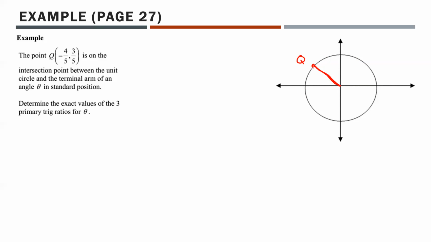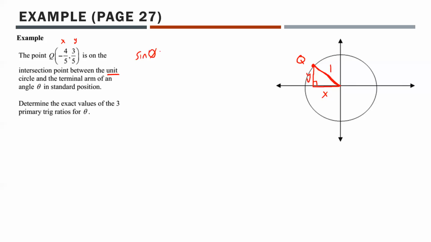Determine the exact values of the three primary trig ratios for this. Well, of course, if we set this up as a triangle, a right triangle, I should really say, then it becomes a little easier to start setting up trig ratios for this. We know x is -4/5, and we know y is 3/5. As for our hypotenuse, we were told that this is a unit circle, so we know our hypotenuse is 1, okay? Let's start with sine.